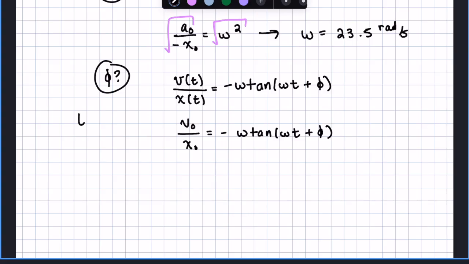Because I know that my t is 0. Some of my givens are at a point on the page that we can't see. But I'm putting in negative 9.2, negative 0.085, making sure we have that x position in meters. Now we could put in this negative 23.5 radians per second.